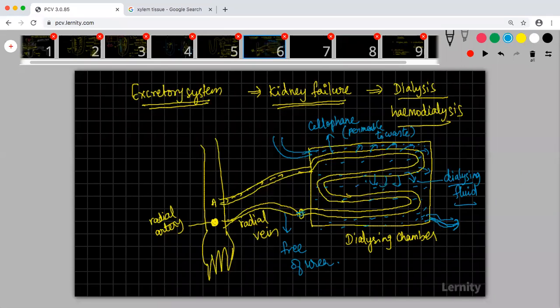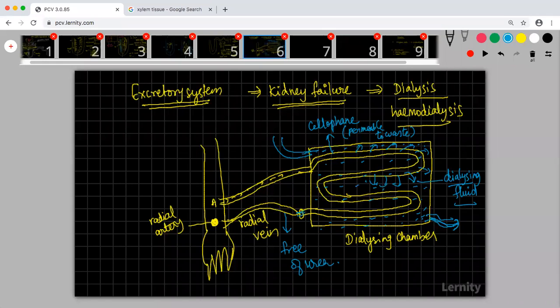Why do you think that reabsorption should happen in dialysis? In dialysis, what is happening? Only the waste is going out, nothing else is going out. Okay. Is this a genetic disease? No, it is not a genetic disease.